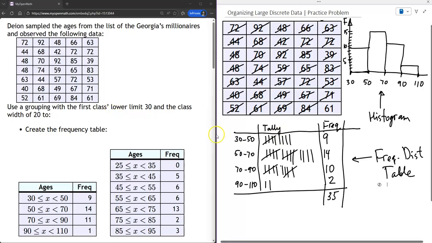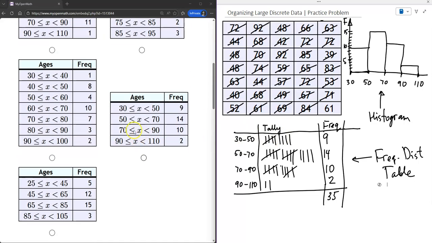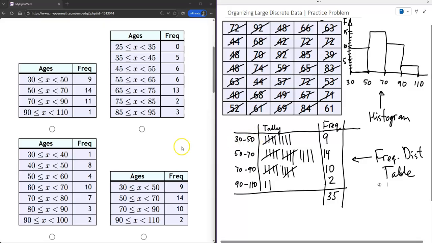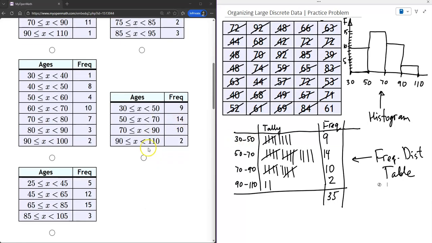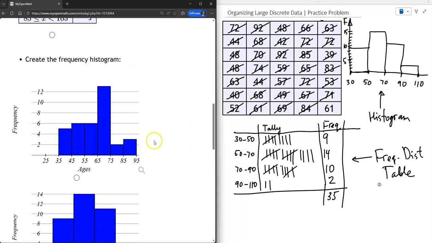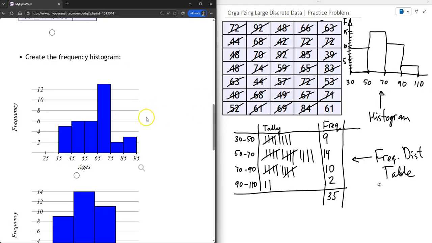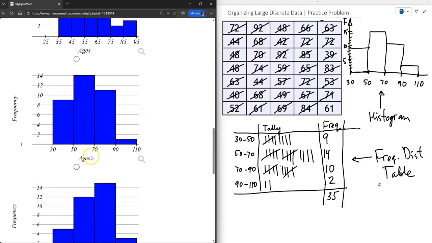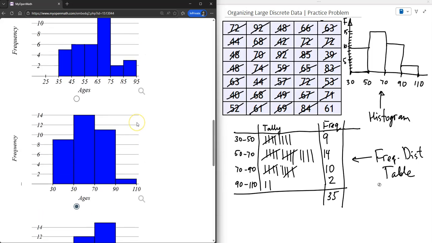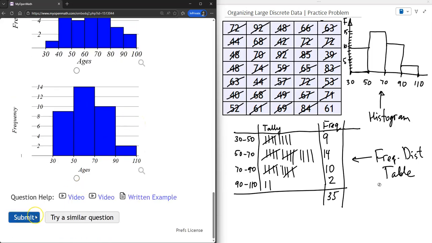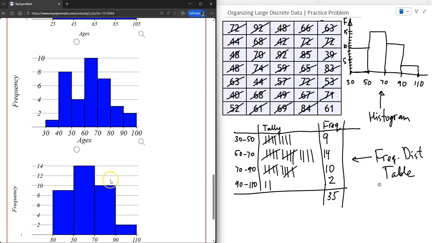Frequency table, let's find the one that matches the class structure. Looks like this one is a perfect match. And let's find the histogram that matches ours. And as always, even though it's a multiple choice question, I always recommend doing all the work and then matching the right answer. Let's press submit. Let's get the credit.